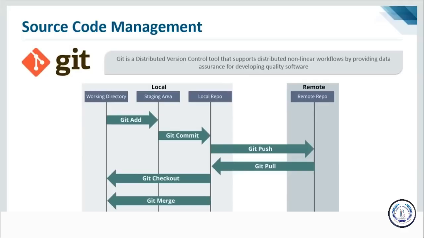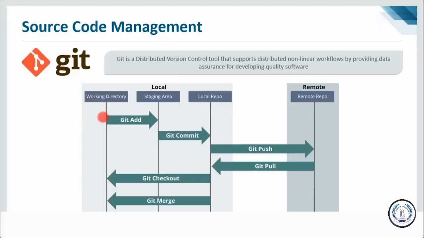Now, Git is a distributed version control tool that supports distributed nonlinear workflows by providing data assurance for developing quality software, right? So it's a pretty tough definition to follow, but it'll be easier for you to understand with the diagram that is there in front of your screen. So for example, I am a developer and this is my working directory, right? Now what I want to do is make some changes to my local repository, because it is a distributed version control system, I have my local repository as well.